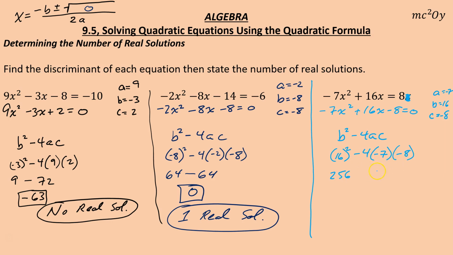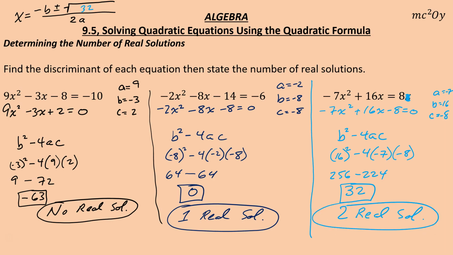And negative 4 times negative 7 times negative 8, well, that's negative 224, which ends up giving me a value of 32. Which means, since that's positive, that 32 would end up in here. And we'd have to do whatever b is plus or minus the root of 32. So plus root 32, minus root 32, there will be 2 real solutions because we have that plus minus. So there it is. The discriminant helps us determine how many real solutions there are.